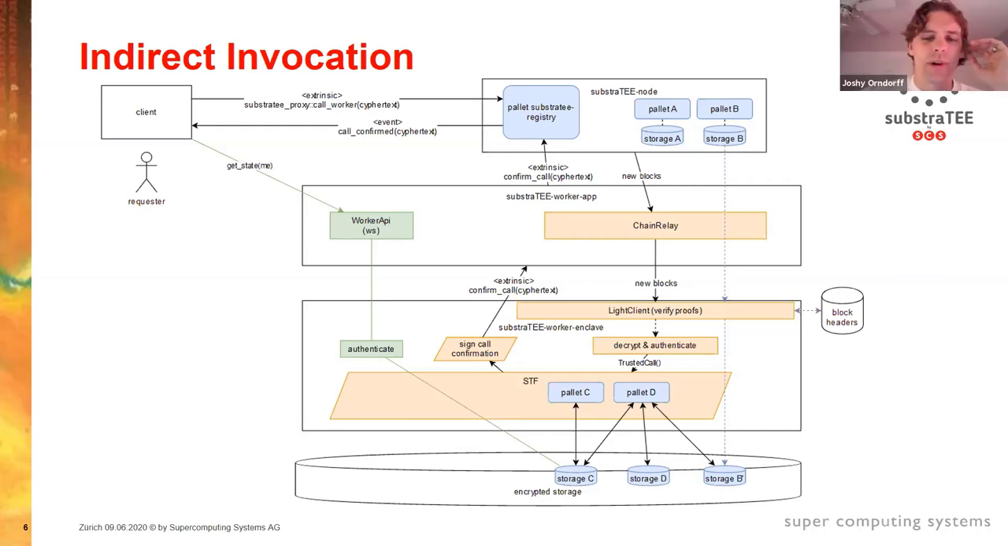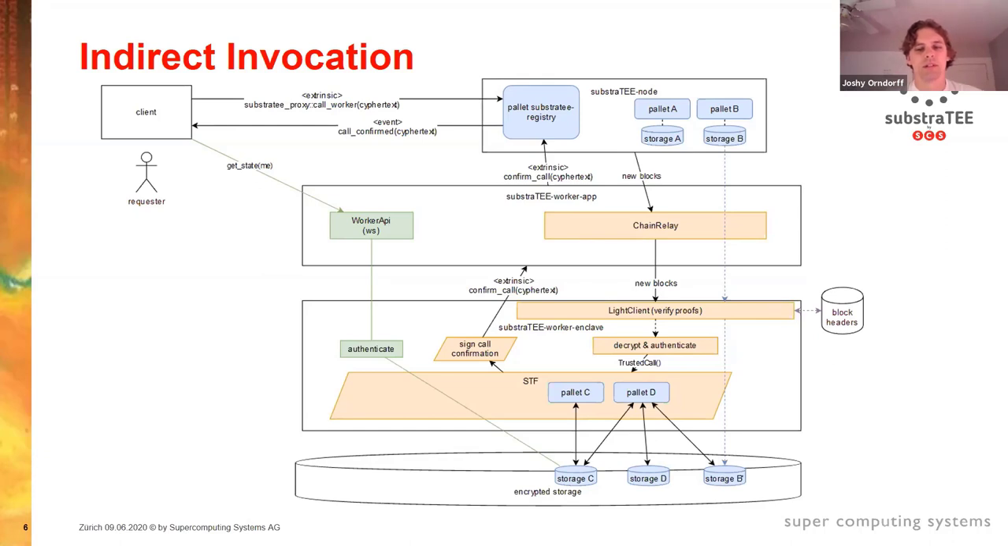So I wanted to ask, you've got pallet A and B in one place here and pallet C and D in another. Am I understanding correctly that pallets A and B are regular old substrate pallets on a regular old substrate node, not encrypted? Exactly. And from the pallet author's perspective, pallets C and D are also normal pallets, but instantiated inside of the TEE. Exactly. Similar. Okay. I will walk you through.